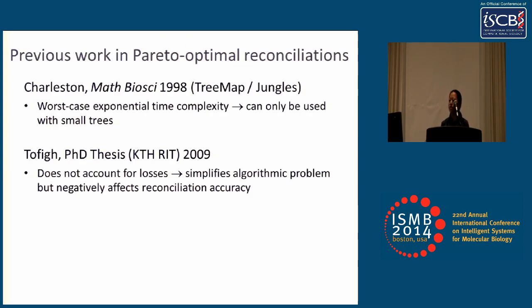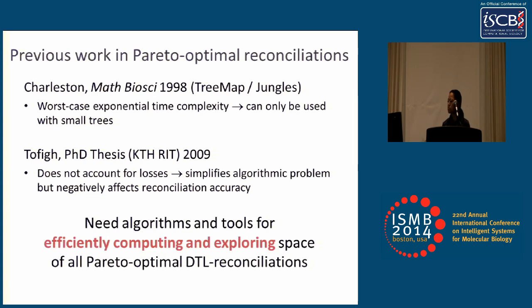There has been some previous work on looking at these Pareto-optimal reconciliations. Charleston in 1988, implemented in the software package TreeMap in Jungles, actually considered Pareto-optimal reconciliations. The problem is his algorithm has exponential time complexity, so it can only be used with very small trees, like 5 or 10 nodes. Tofigh, in his PhD thesis, also looked at Pareto optimality. The problem with his solution is that it does not account for losses. This simplifies the algorithmic problem, but it's been shown that not considering losses reduces accuracy by quite a bit. So what we need are new algorithms and tools for efficiently computing and exploring the space of Pareto-optimal solutions.